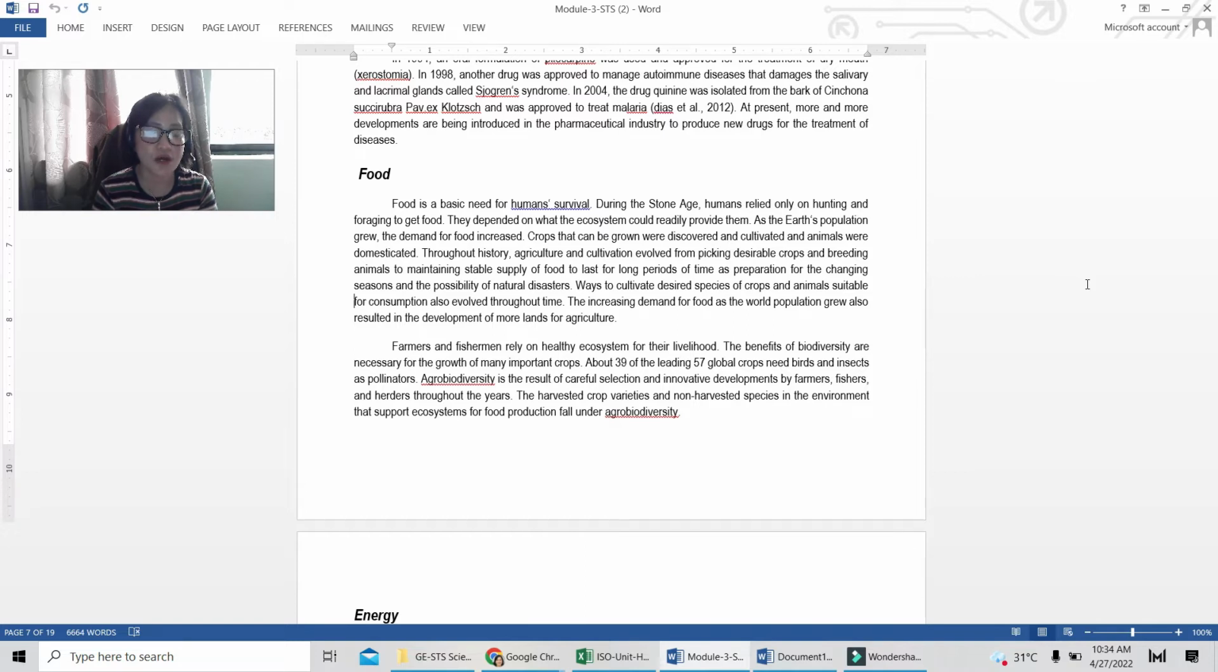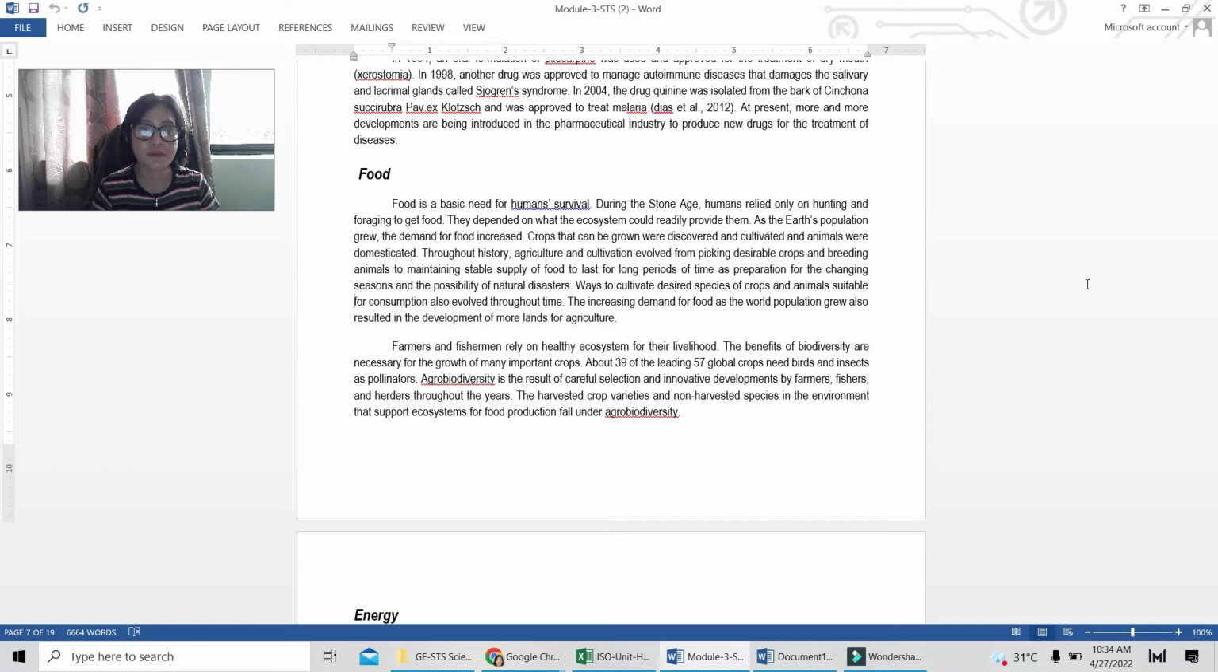So they tend to get food or store food for them to survive for another season, especially if the season is not really good for hunting food, or if the season is not really possible for them to supply or to get food for that certain period of time.